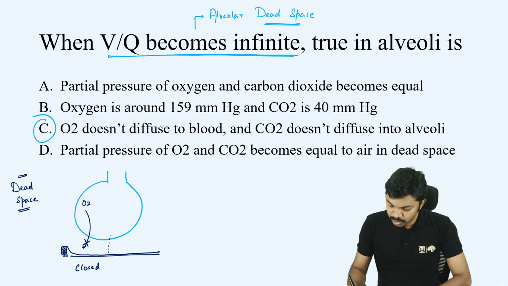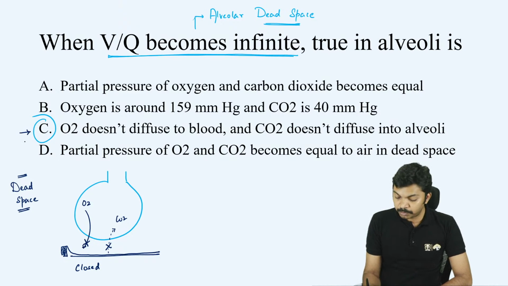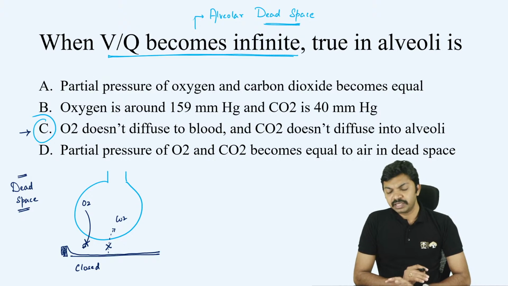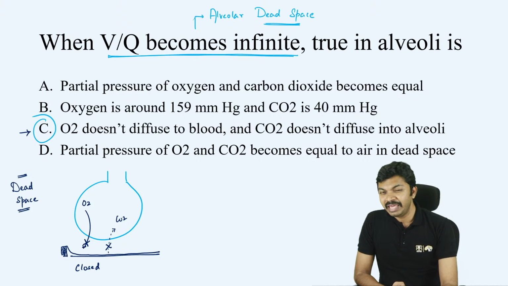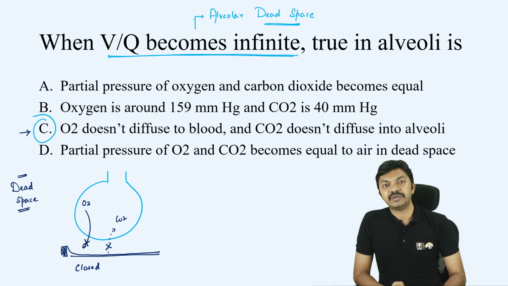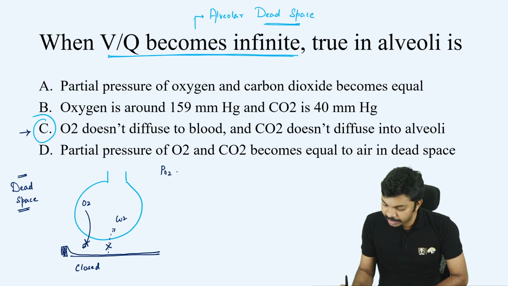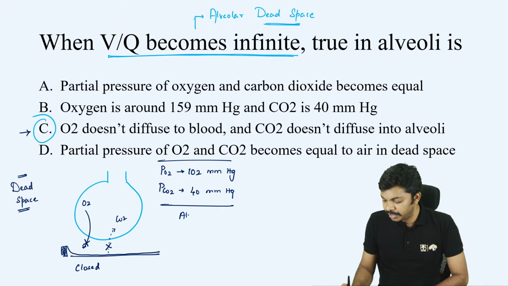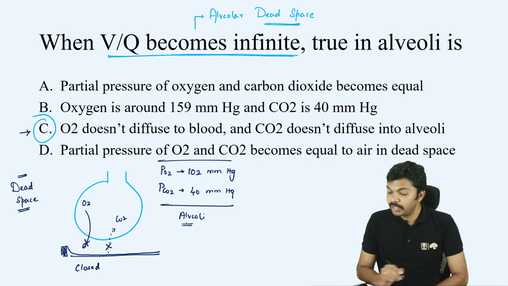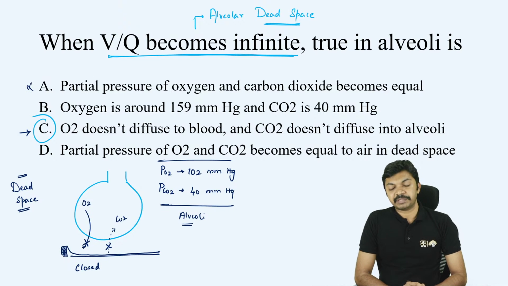So there is no carbon dioxide transfer as well because the capillaries are closed, which is why we have taken option C as the best answer. Let us analyze option A. Partial pressure of oxygen and carbon dioxide become equal. Is that so, guys? Never. Partial pressure of oxygen in alveoli is going to be 102 millimeters of mercury. Partial pressure of carbon dioxide in alveoli is going to be 40 millimeters of mercury. These two are the values of partial pressures in alveoli. Are they equal? No. So option A is wrong statement.